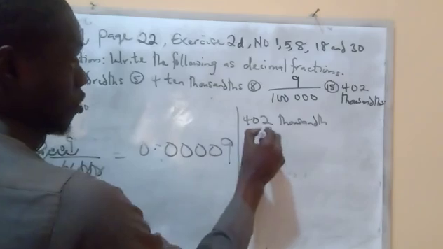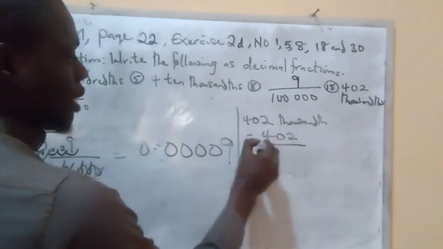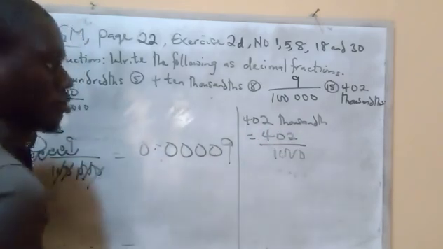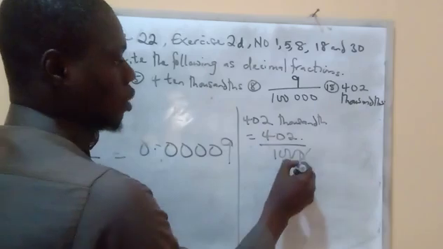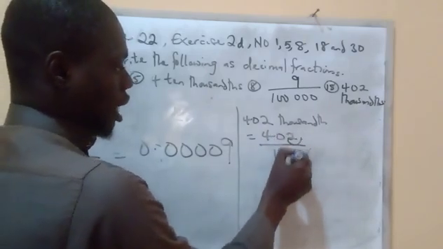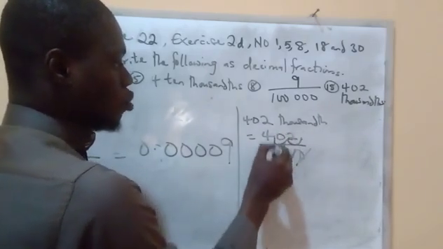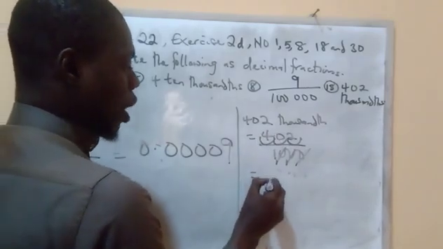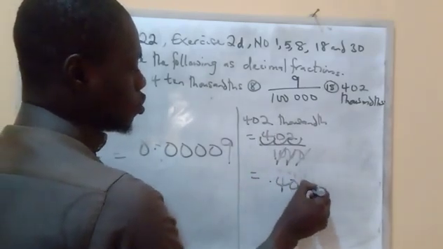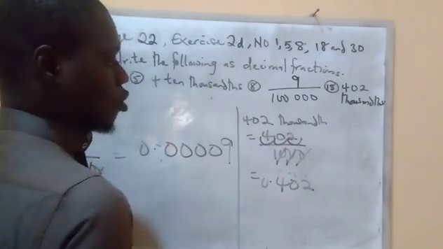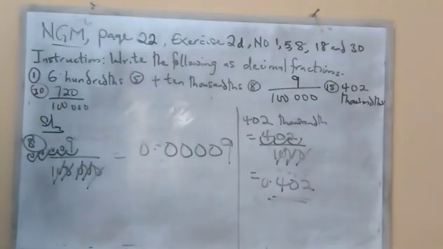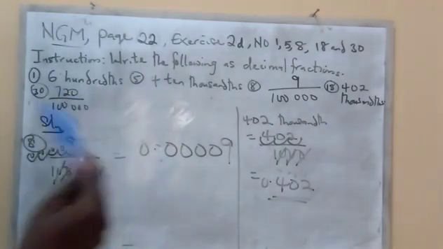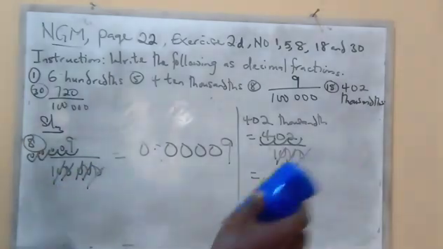402,000, which is 402 divided by thousands. As we have done for that, we put a point here, we cancel one here. As we cancel, we move the point there. So we now have 0.402. So we now put a 0 here. So here is 402,000 as a decimal. The last but not the least, let's move.